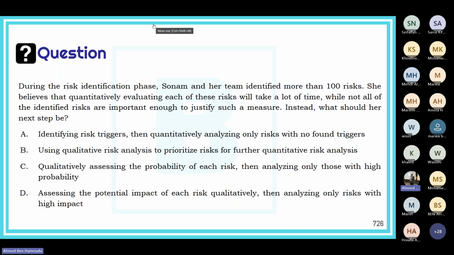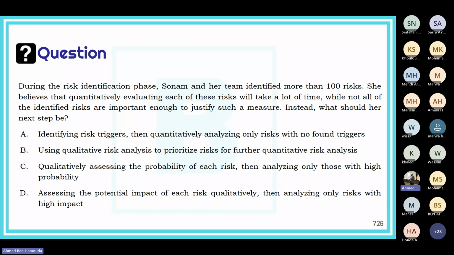Now, I think the answer is quite easy. She's got more than 100 risks. What she needs to do, Sonam, is first of all qualitatively analyze the risks, find out the probability, impact, and the score of the risk, then go with further quantitative analysis with those prioritized risks.